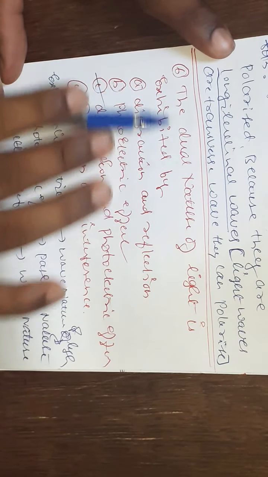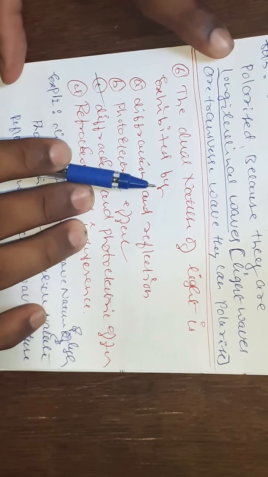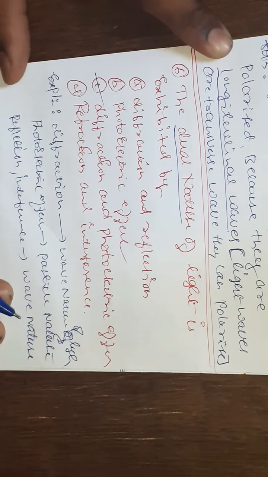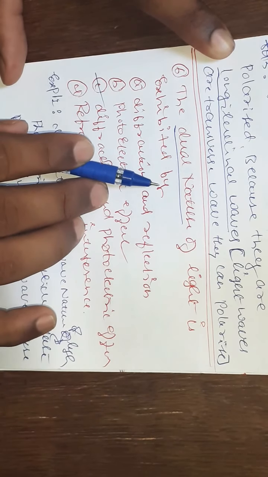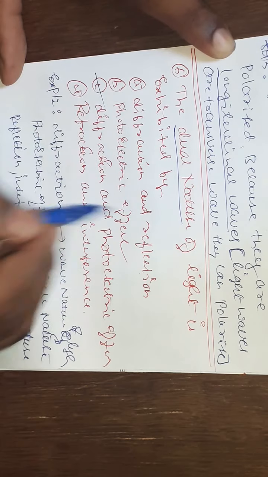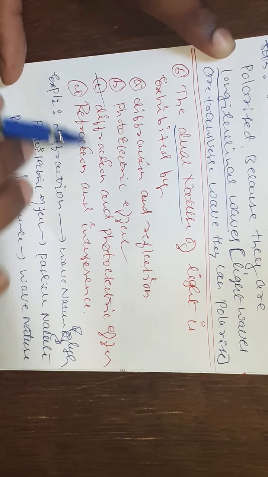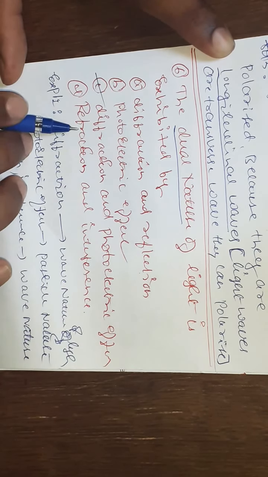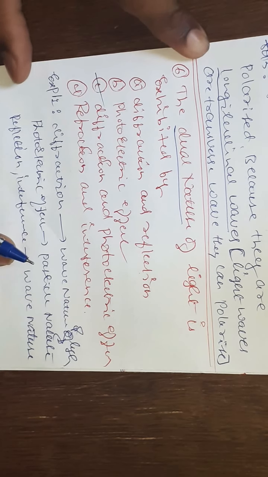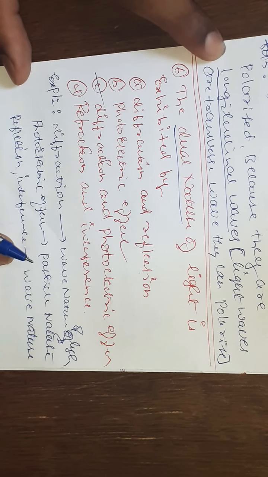Question number 6. The dual nature of light is exhibited by. The dual nature means particle nature and wave nature. The dual nature of light is exhibited by diffraction, reflection. Students, one by one we see: photoelectric effect, diffraction and photoelectric effect, refraction and interference. Okay students, in the previous example we solved interference, diffraction and coherence.